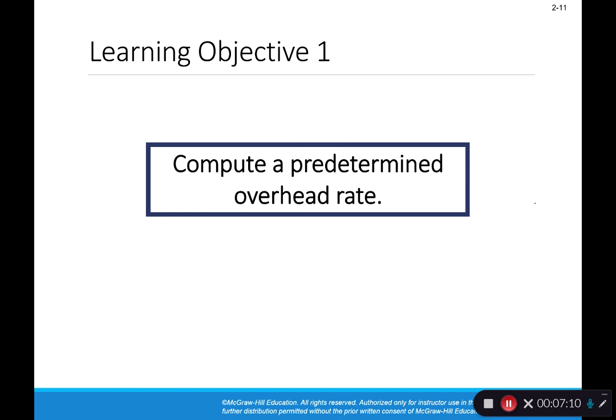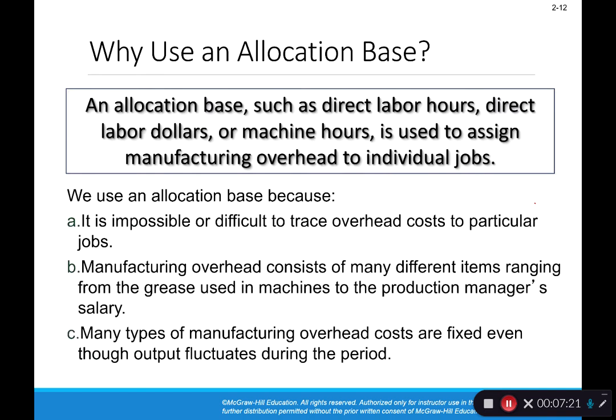Now we're going to have to figure out the best way to allocate the overhead cost because we can't directly determine the exact amount incurred by each individual job. To do that, we're going to calculate what's called a predetermined overhead rate. In order to allocate overhead, we need some type of allocation base, meaning a driver that we can use to allocate the overhead costs to each individual job. So a lot of times companies will use allocation bases such as direct labor hours, direct labor dollars, or machine hours in order to assign the overhead to the jobs.